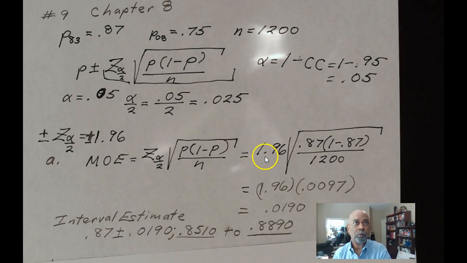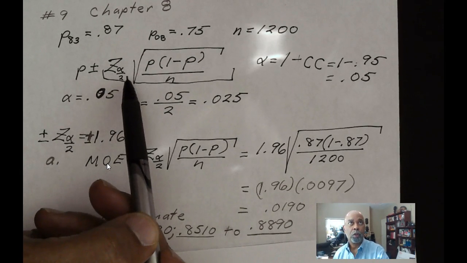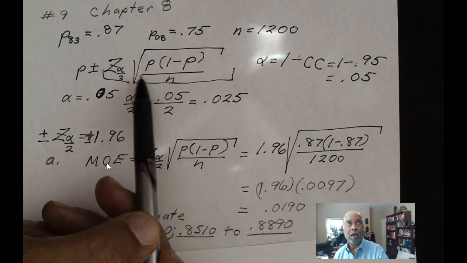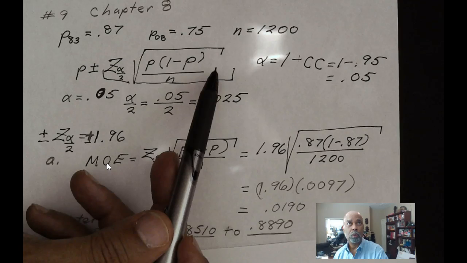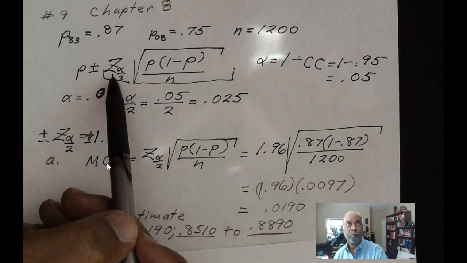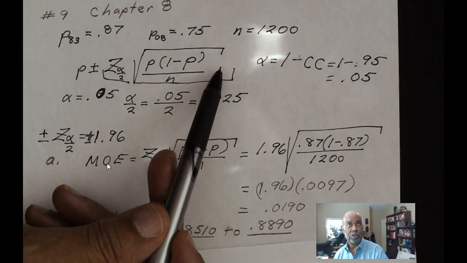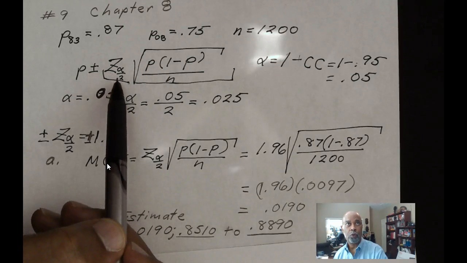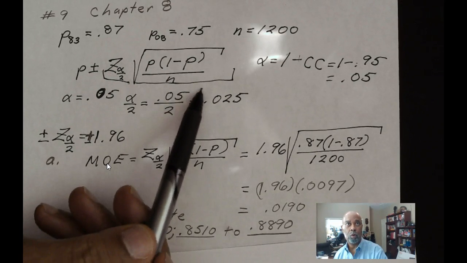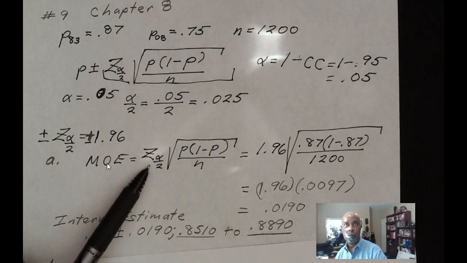Putting that into the formula for the margin of error, and again, what you should remember is that the critical Z value multiplied by this element in the square root is the margin of error. The element in the square root by itself is the standard error. But when you multiply the standard error by the critical Z value, that gives you the margin of error. So this is our margin of error formula.